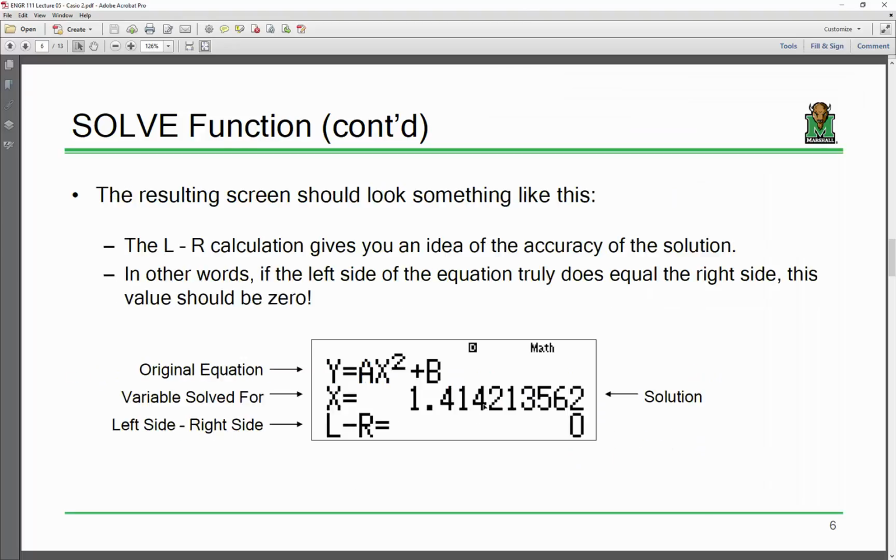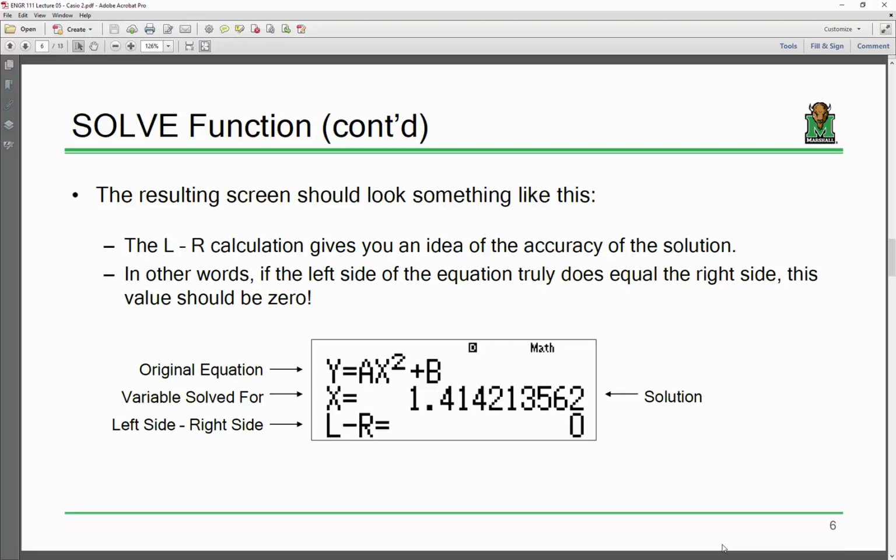Okay, so here's the display that we just looked at, and it's blown up a little bit, and hopefully this kind of illustrates what's going on. So first off, the first line is the original equation. So it gives you sort of a summary of what I originally entered. So if your answer doesn't make sense, that's probably one of the first places you'll want to look: did the original equation look right?